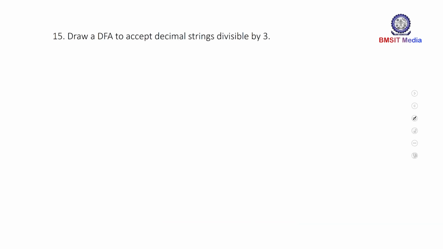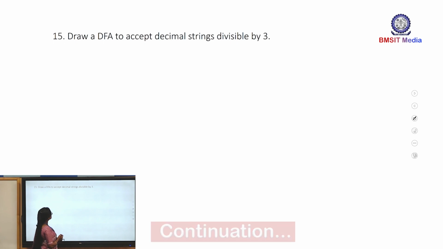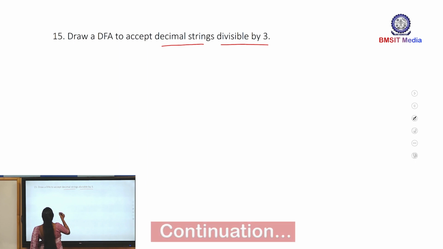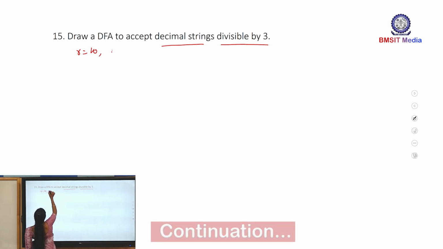The next set of problems is of a similar kind. In this problem we have to construct a DFA to accept a decimal string, instead of a binary string, that is divisible by 3. So again we are going to find out what the radix is here. The radix would be 10 because we are using decimal strings.